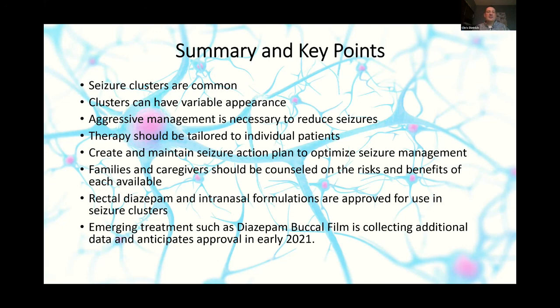Again, emphasizing the importance of creating a seizure action plan to optimize treating your seizures. Make sure that you include family, caregivers, coworkers and any people that are involved in your life in understanding the risks and benefits of each of the medications involved in treating you. Again, to reiterate, there are rectal and intranasal formulations that are approved for use currently for seizure clusters, and there are other medications coming down the pipeline, including the diazepam buccal film that potentially will be available later this year.